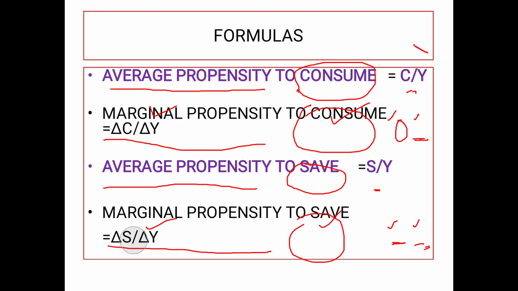So average means you just have to write average propensity to consume, it's C by Y, and average propensity to save is supposed to be S by Y. Only when you see the word marginal, we are supposed to put the triangle symbol, that is change in consumption by change in income. For marginal propensity to save, it is change in S by change in Y. Hope you are very clear about it.